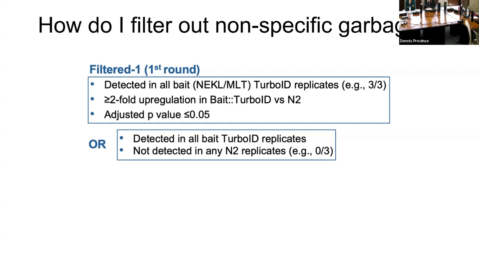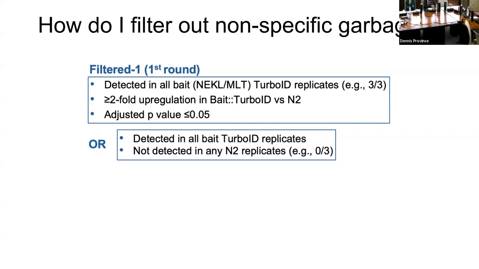Okay, so here's the main thing I've been wrestling with: how do I filter out non-specific garbage? That's probably a question you'll get a lot. First, to keep it very simple, the first round of filtering: it has to be detected in all of the bait TurboID replicates, 3 out of 3. It has to be twofold upregulated relative to the no turbo, with an adjusted p-value of less than 0.05. So no reinventing the wheel there. Or it has to be detected in all the bait turbo replicates, but not in any of the no turbo replicates.